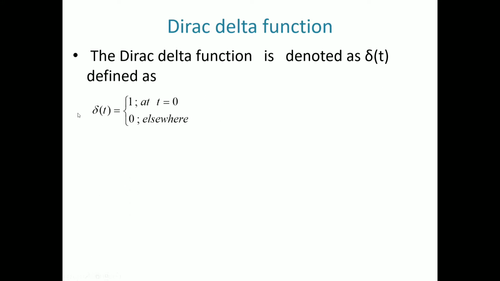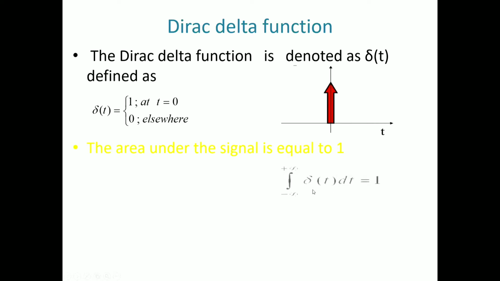So this is denoted as delta t, defined as equal to 1 at t equal to 0 only and equal to 0 elsewhere. And the corresponding impulse function would look like this. This is an impulse signal existing only at t equal to 0, and for the remaining time period the signal will not be available. So here you have some property. The area under the impulse signal is always 1. So that is integral minus infinity to infinity delta t dt equal to 1.